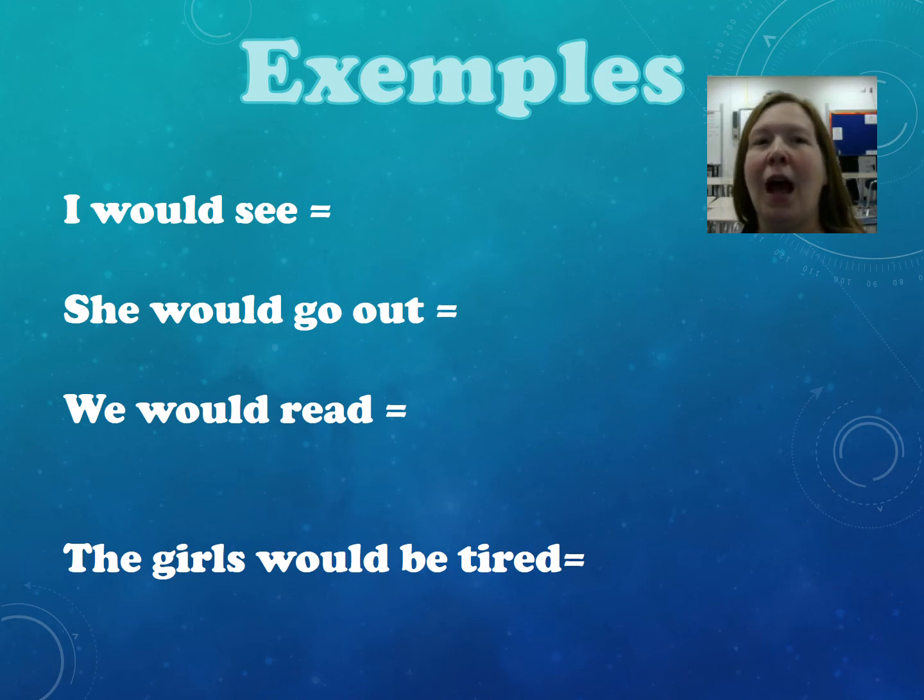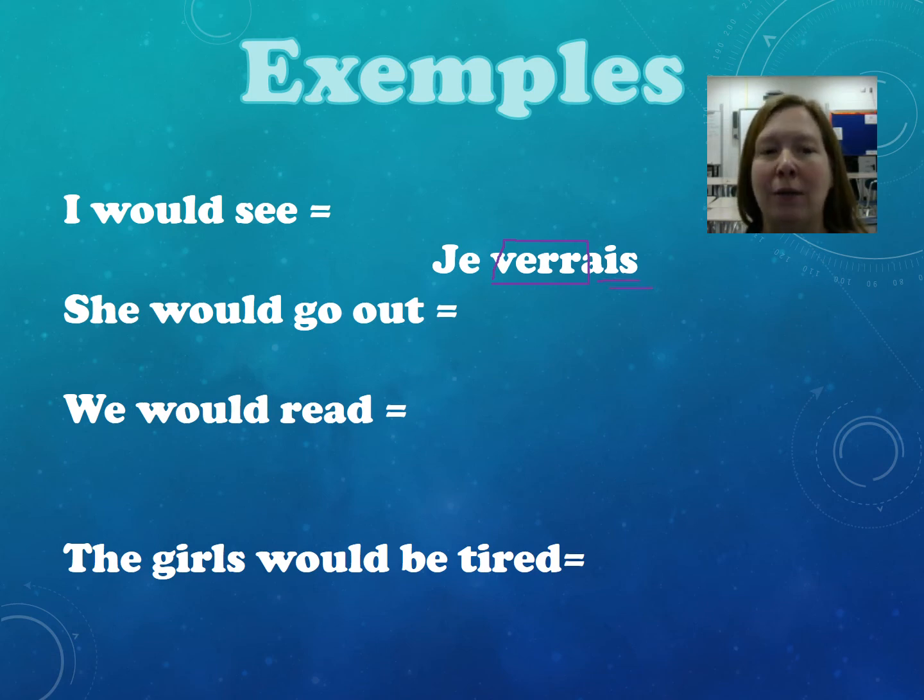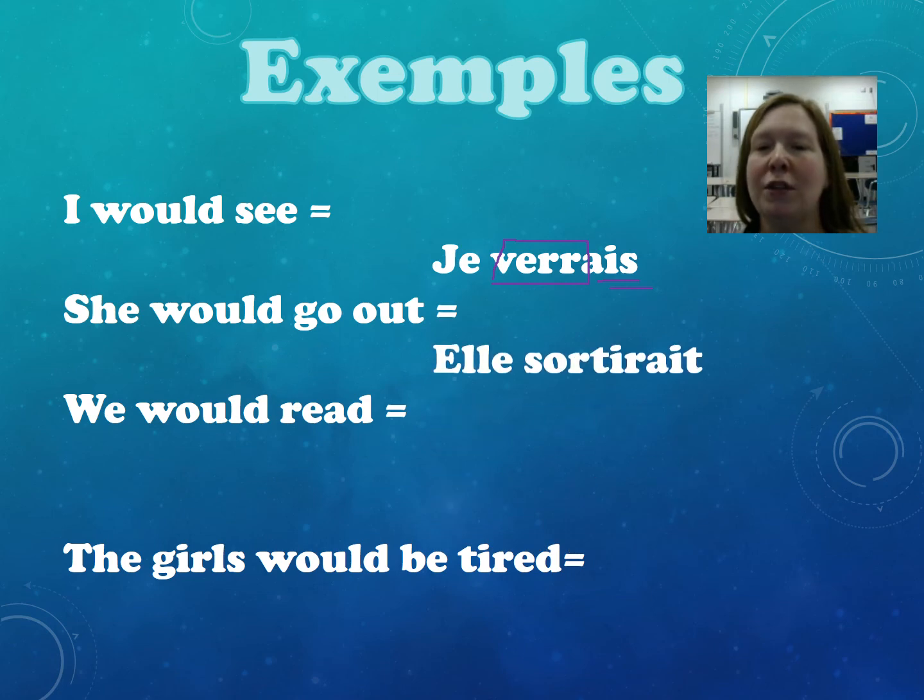Examples. I would see. Je verrais. Starting with the irregular beginning for voir and then adding my imperfect ending. She would go out. Elle sortirait. Starting with the infinitive because that's what I do for sortir and adding my imperfect ending.